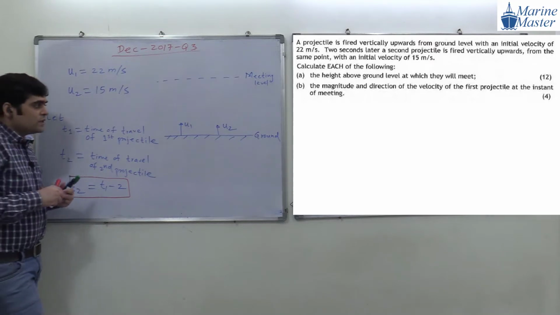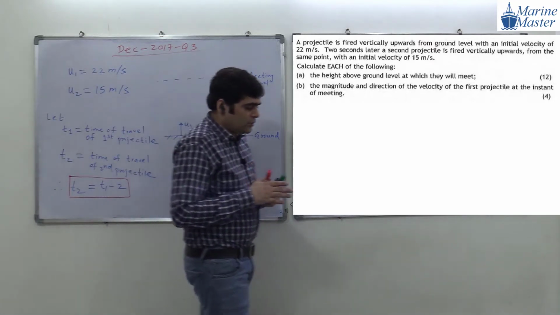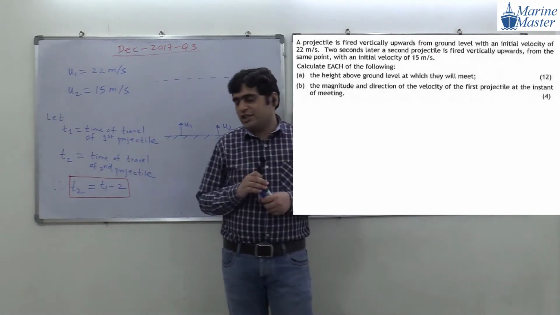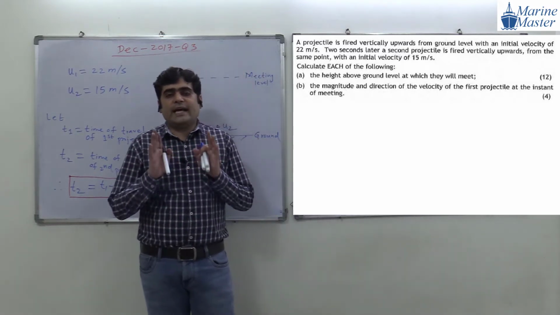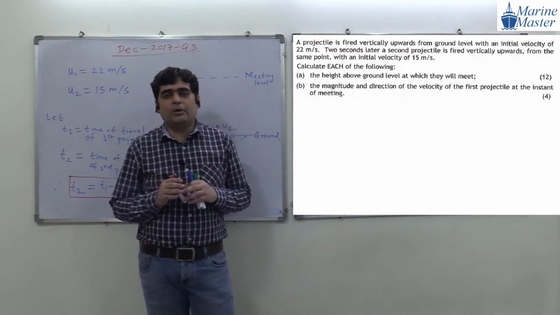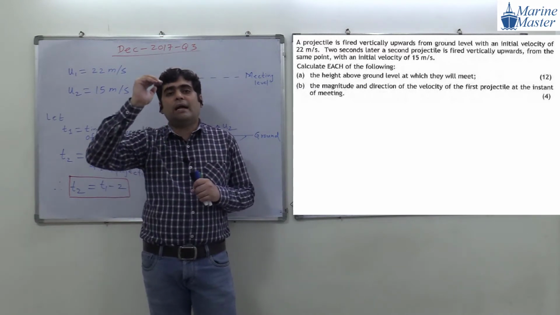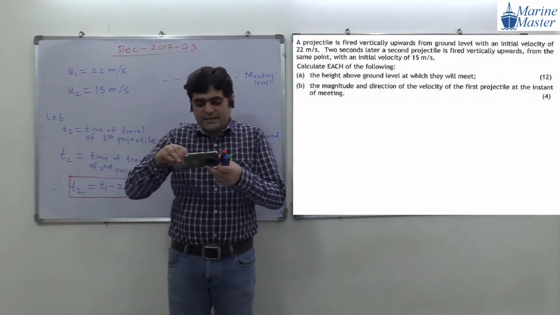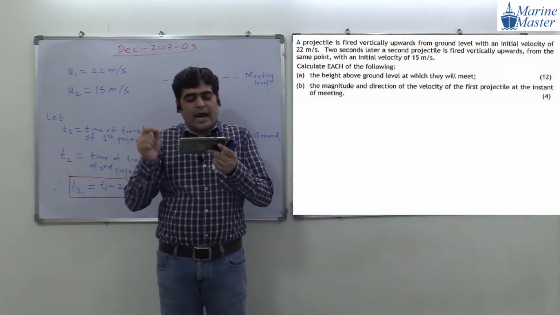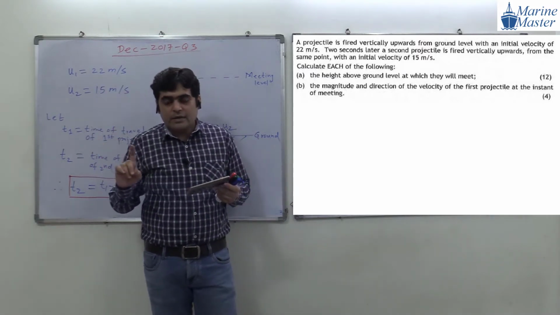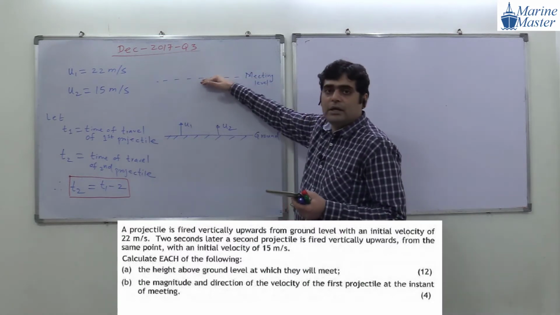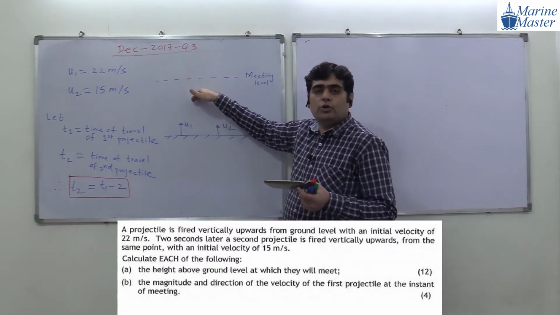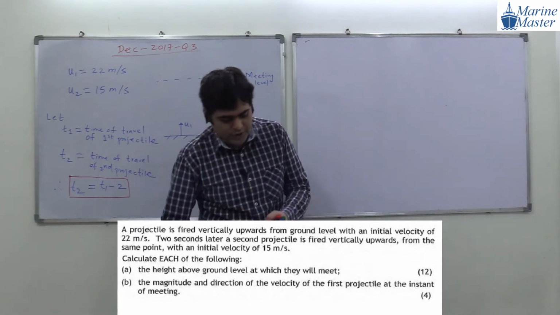Now try to see the scenario here. Very important discussion. What are they asking us in part A? What is our target here? What do we have to find out? I'm reading exactly what they are saying: the height above the ground level at which they will meet. When they meet, at what height? Suppose this is their meeting level. At which height are they going to meet?